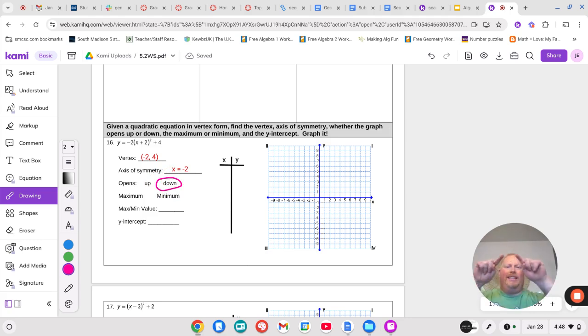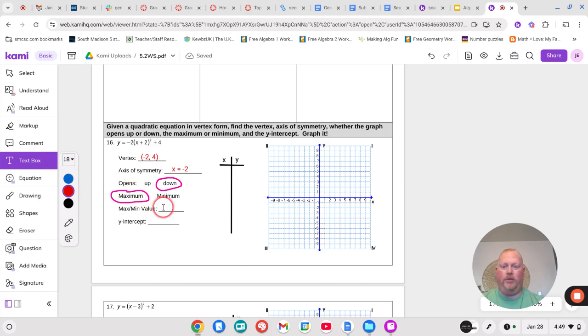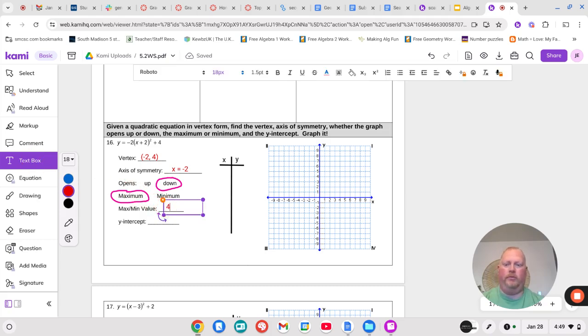And if it opens downward, then the vertex is going to be at the point at the very top. And so that's going to be a maximum. And it asks for the value of the maximum. Well, that's just going to be the y coordinate of the vertex. So the y coordinate is 4. So that means the maximum value is going to be 4.